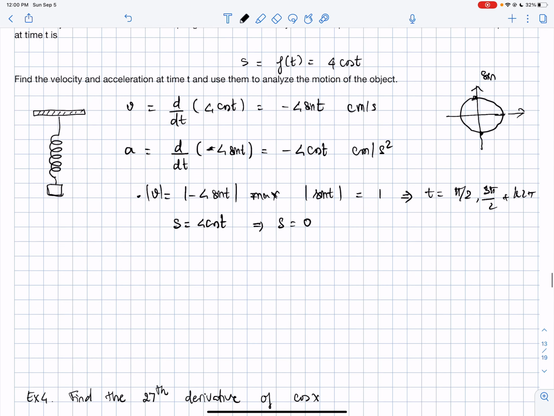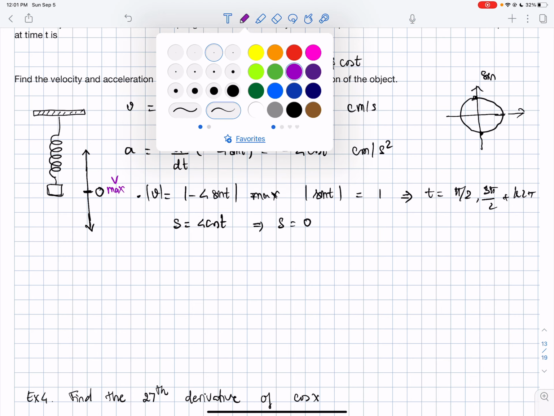Okay, s is the distance. So if you imagine this point is 0 right here, for the distance, it will travel down and then it will travel up again. So at this point, s equals 0, v will be max. V max, right? And s is 0.